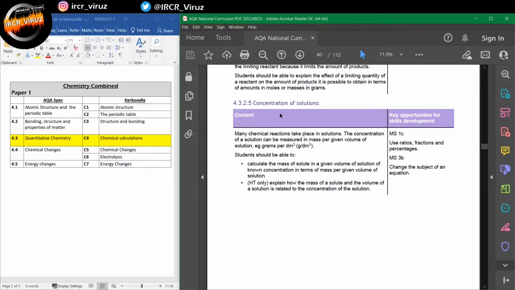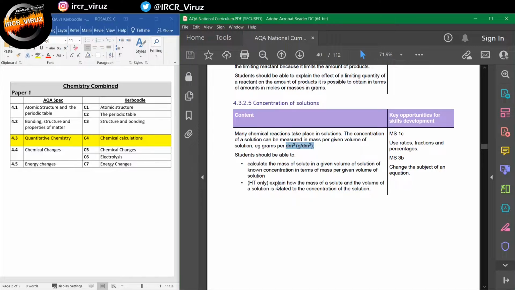Now, concentrations of solutions: you should be able to calculate the mass of a solute in a given volume of a solution of known concentration in terms of mass per given volume of a solution. You need to familiarize yourself here with conversion of units. It's very important that you familiarize yourself with milliliters, centimeters cubed, decimeters cubed, how to turn grams into kilograms and so on. Because this is where you're going to lose a lot of the marks, just because you are getting confused in the changing of these units.